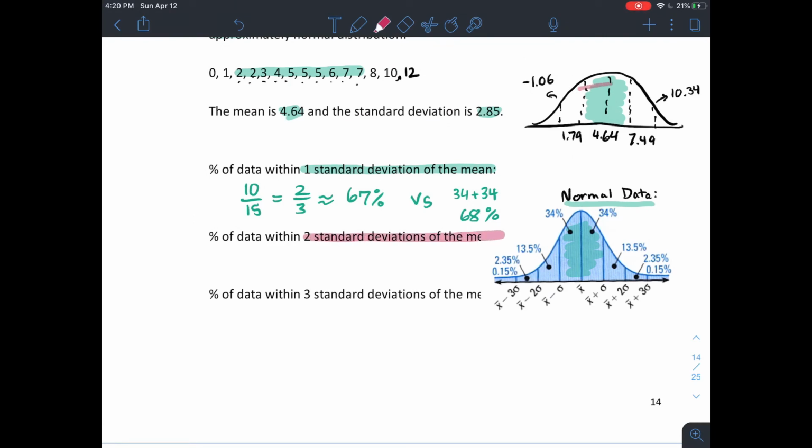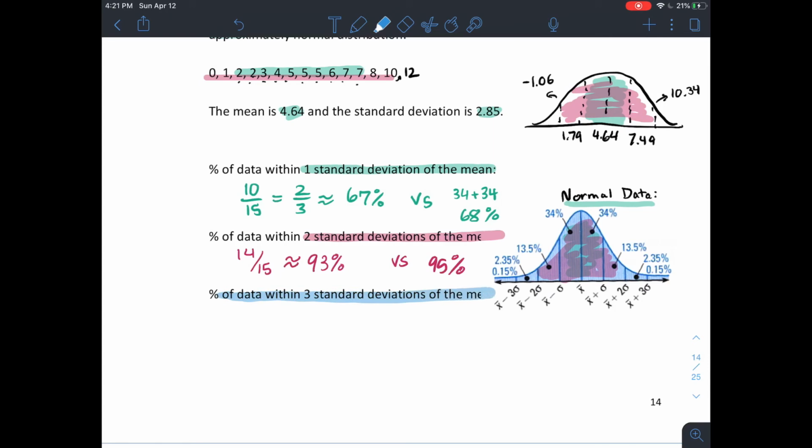Checking within two standard deviations of the mean, we're between negative 1.06 and 10.34, so that contains all of my data values except 12. So 14 out of my 15 data values are within two standard deviations of my mean, which is approximately 93%, compared to, if you look within two standard deviations of a true normal distribution, you can add them all up, or you could scroll to the top and it's there. It's 95%. So again, still not too far off.